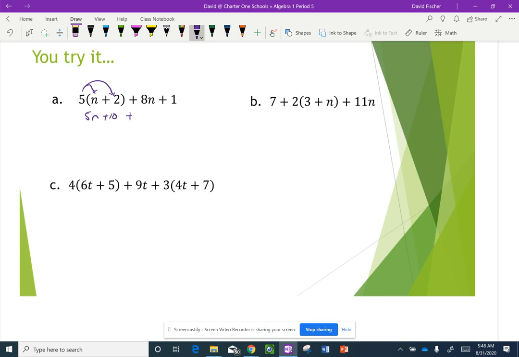Now on these guys, I'm just going to bring them straight down. I did my distributive property for the first set of parentheses, bring everything straight down. Take my n's. I got 13 of them plus 11. Bring down my 7. Now I'm going to get rid of my parentheses.